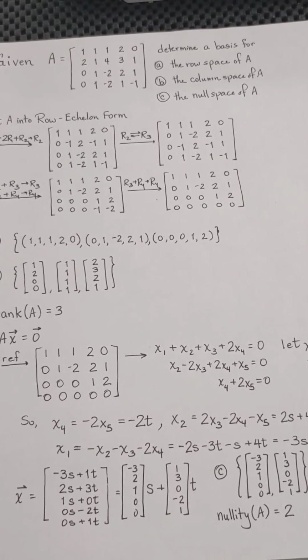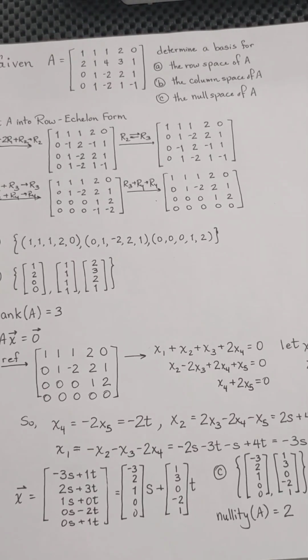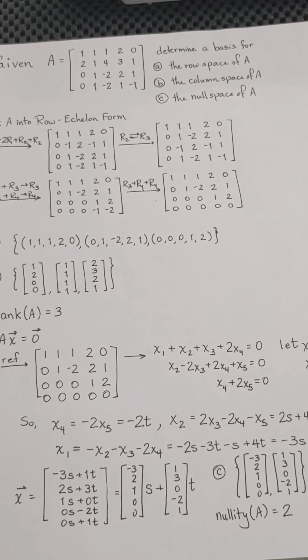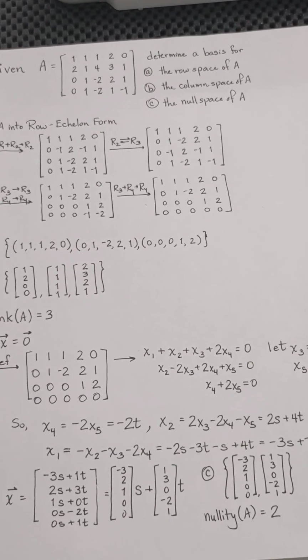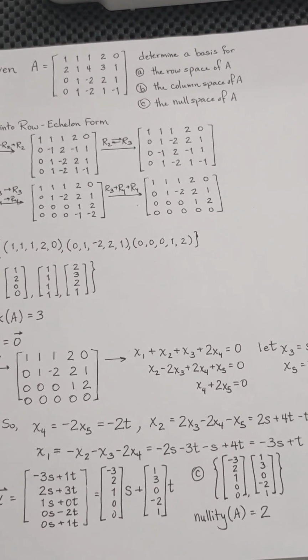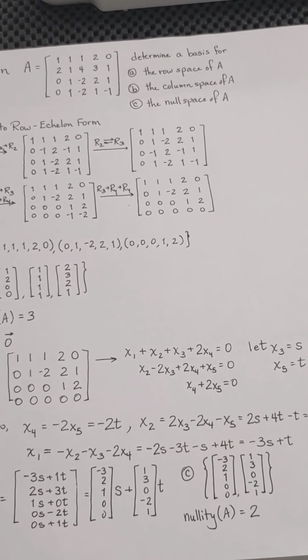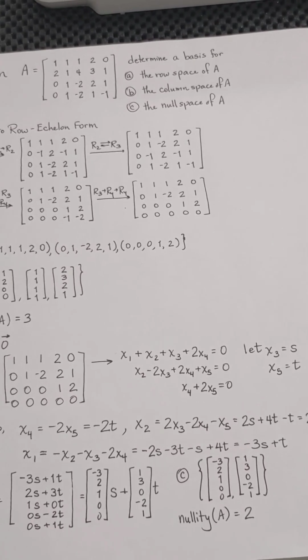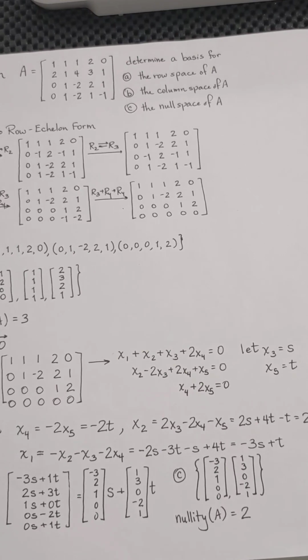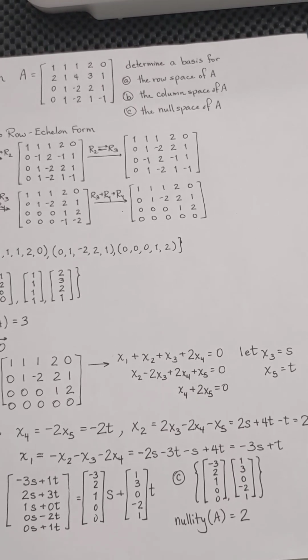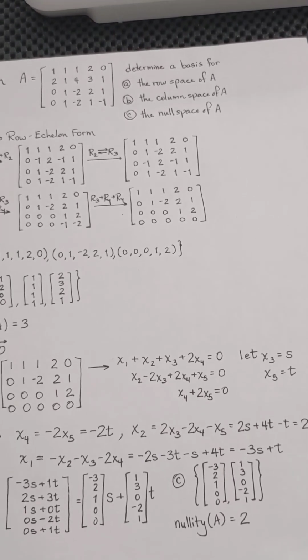And the reason why we're throwing in those extra zeros and ones is because we can now factor out the s and the t and get 2 vectors. And those vectors are precisely the basis for the null space of A. Notice just 2 vectors, so the nullity of A is 2.